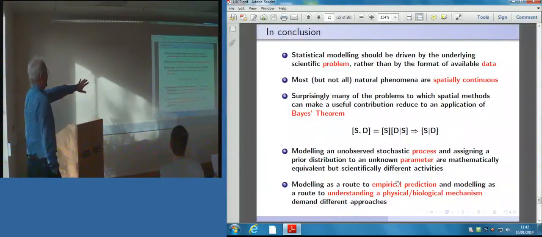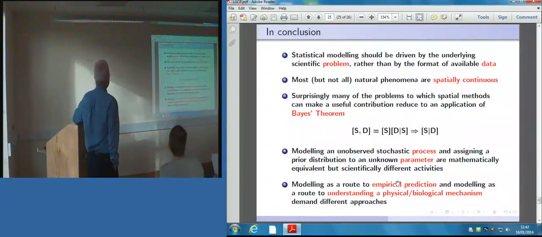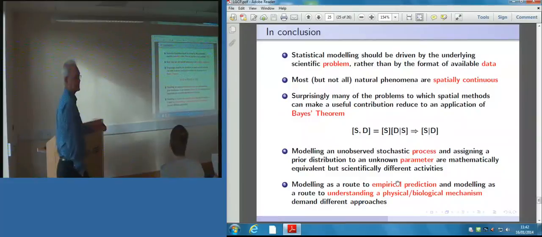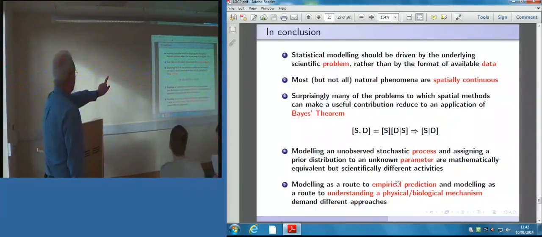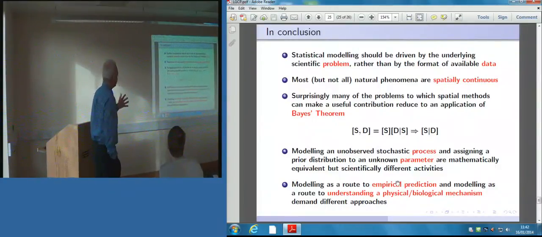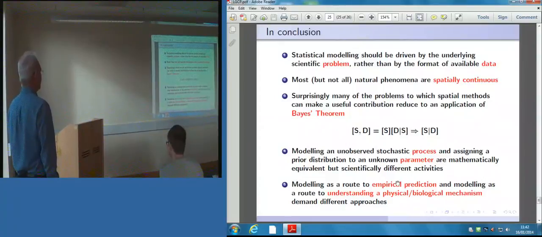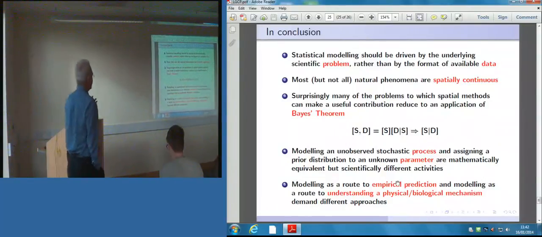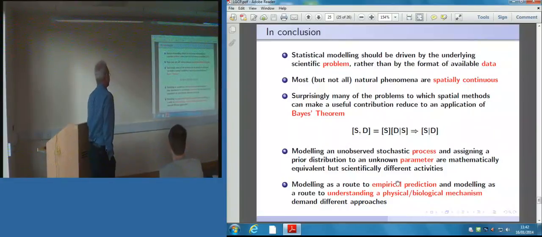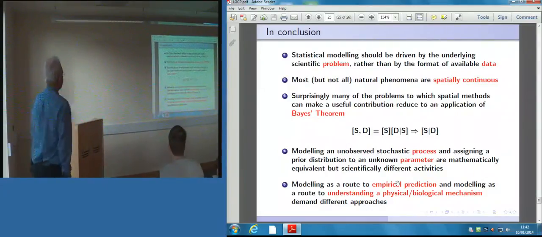A lot of what we're talking about just reduces to an application of Bayes' theorem. And again, to be deliberately provocative, that's got nothing to do with being Bayesian, right? It's just to do with believing that maths actually works. To me, modelling an unobserved stochastic process and assigning a prior distribution to an unknown parameter are very different things. They obey the same mathematical calculus, but they're very different things, and you should approach them differently accordingly. And in particular, I think in practice, if only for pragmatic reasons, there's a distinction between modelling when your goal is empirical prediction and modelling when your goal is understanding mechanisms.